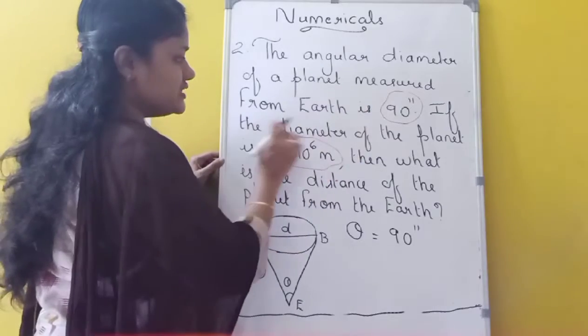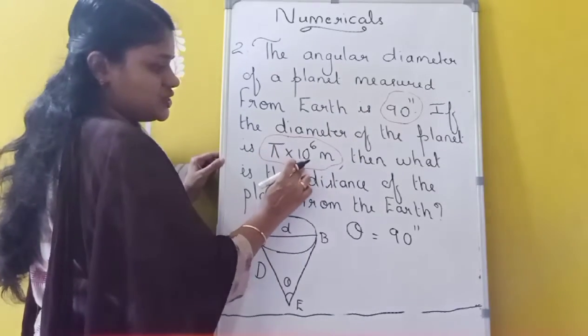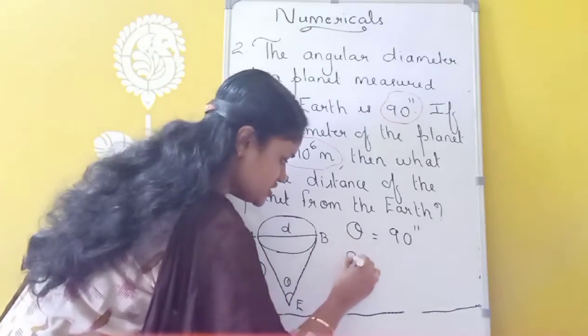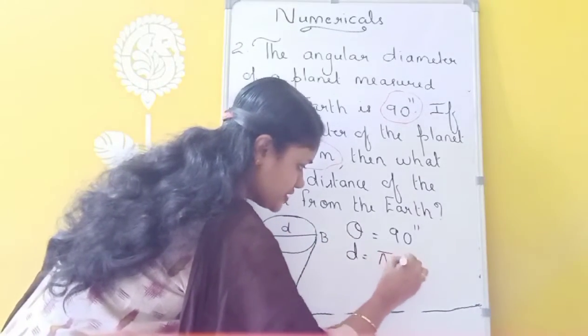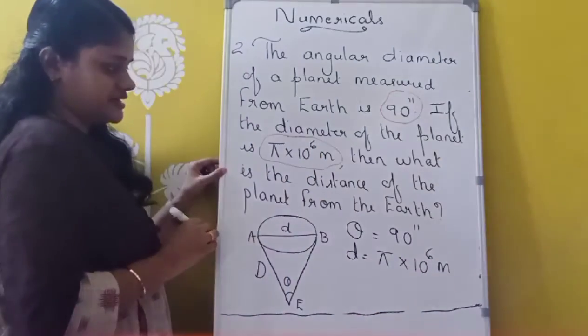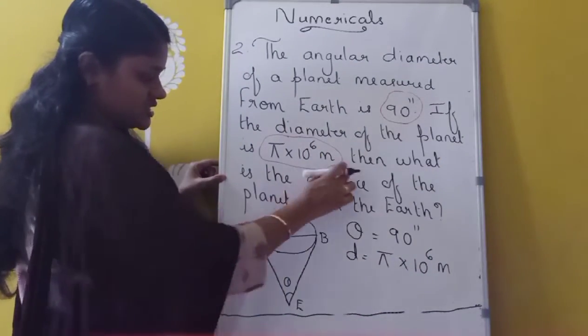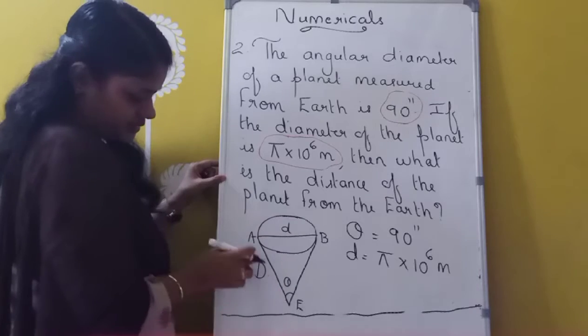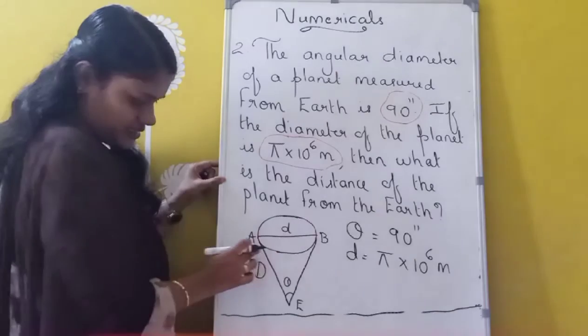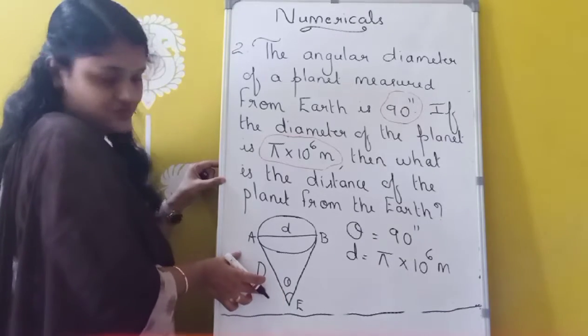Then the diameter of the planet is pi into 10 raised to 6 meters. This diameter, this small d is given as how much here? Pi into 10 raised to 6 meter. So diameter is given here. Then what is the distance of the planet from the Earth? That means we have to find this distance. Distance of the planet from the Earth. This capital D distance we have to find out.